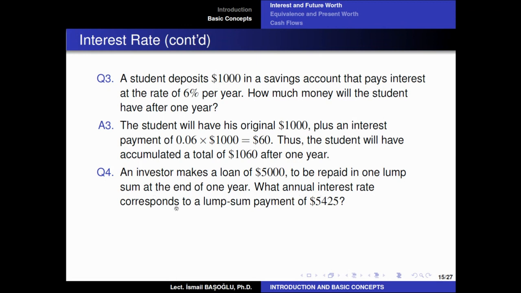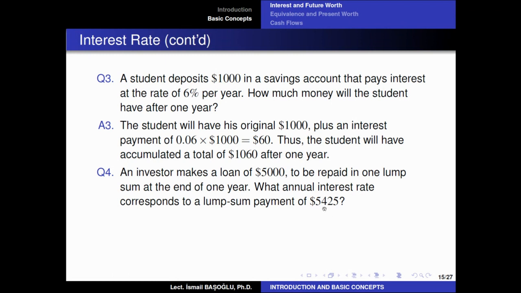What annual interest rate corresponds to a lump sum payment of $5,425, it says. So let's just say the investor borrows that money from a credit company or bank as $5,000, and in the end of the first year, this investor is going to pay $5,425 to the lender, okay? Either the credit company or the bank. So what is the interest rate here? We need to calculate the interest rate.